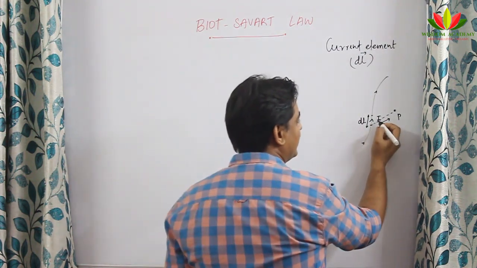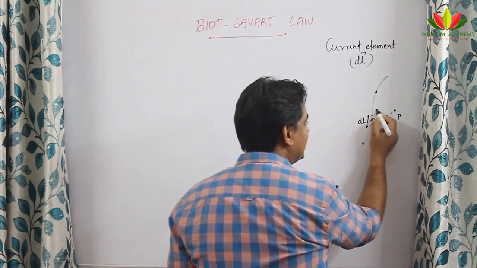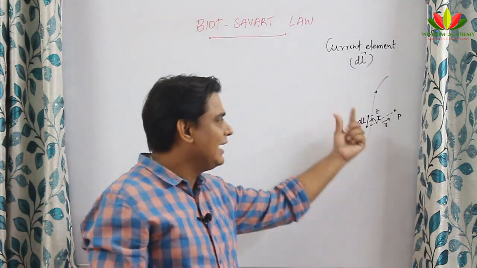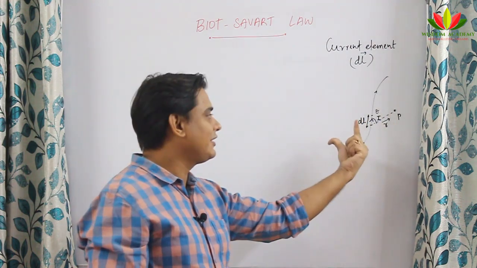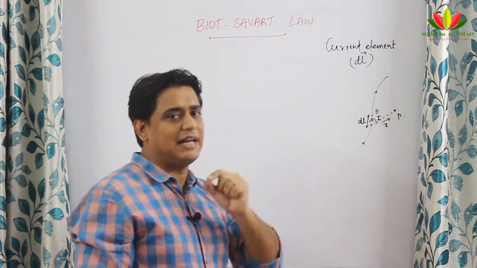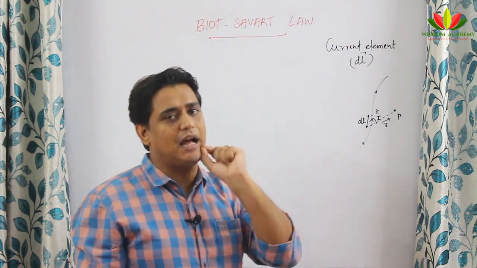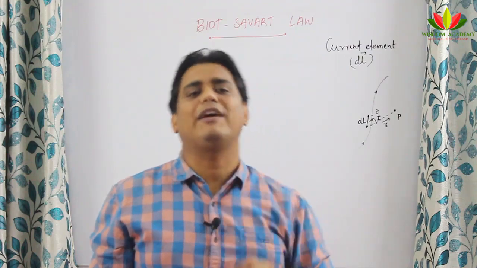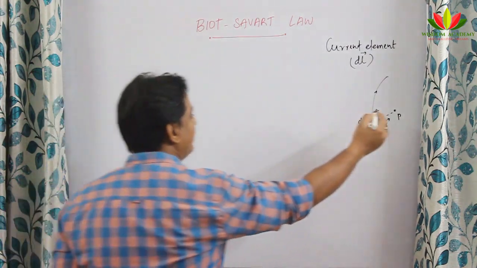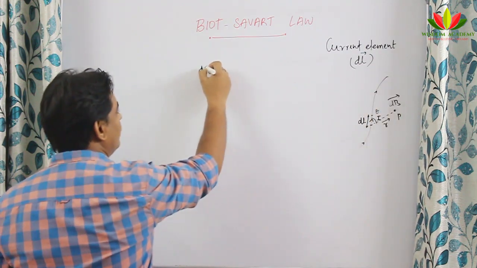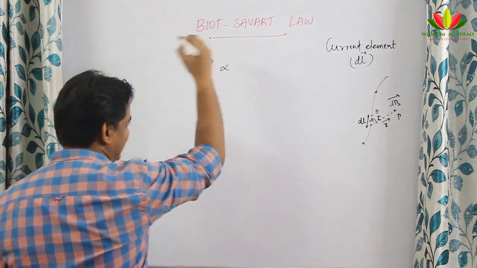Now you can say that theta is the angle made between this current element and the r vector. The r vector is the position of P from the dl. Theta is the angle made between dl and r. From a series of experiments conducted by Biot and Savart, they found that this small magnetic field dB will be proportional to some quantities.